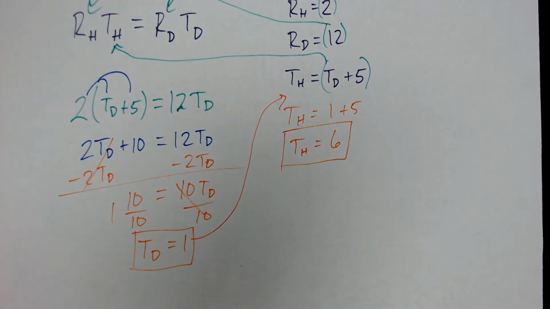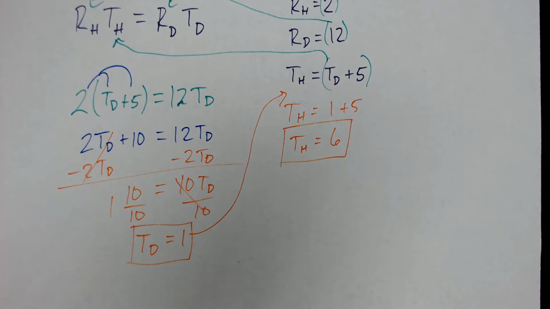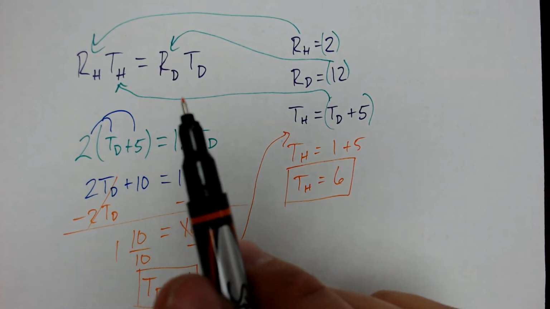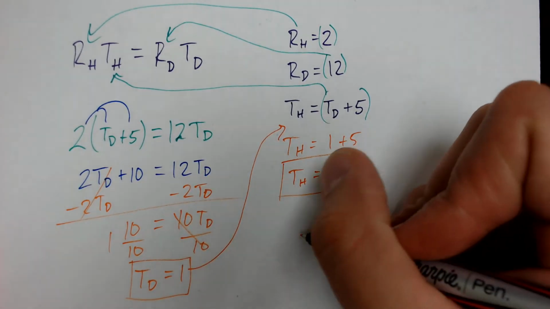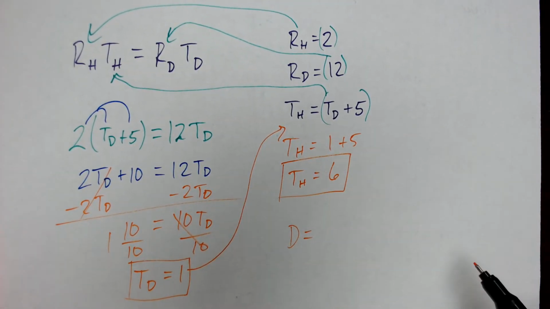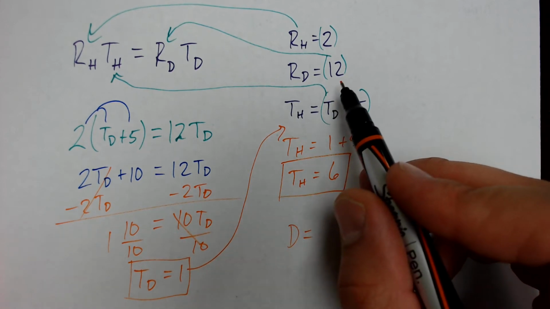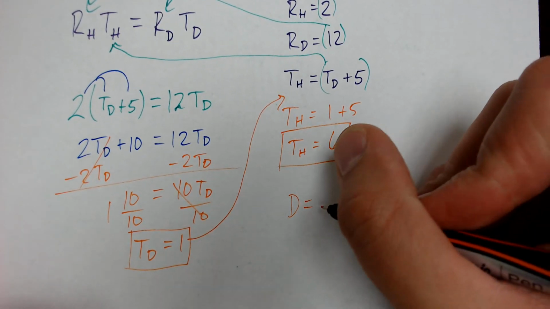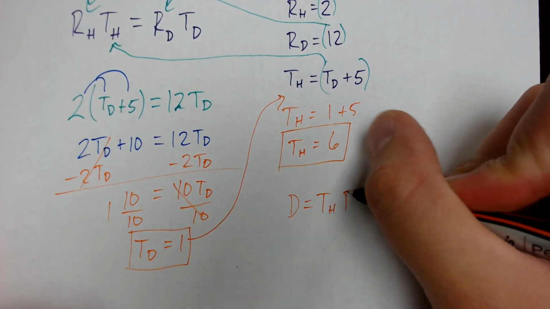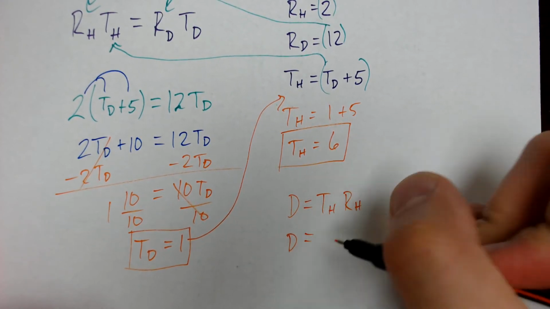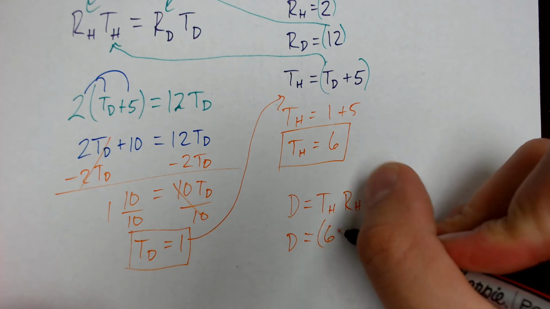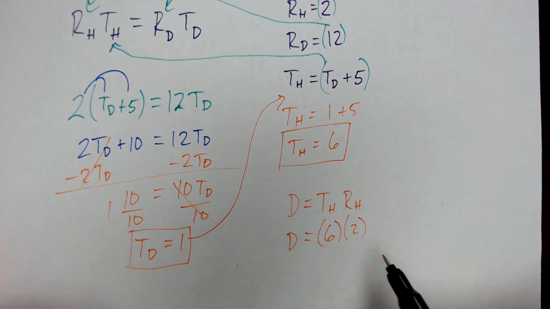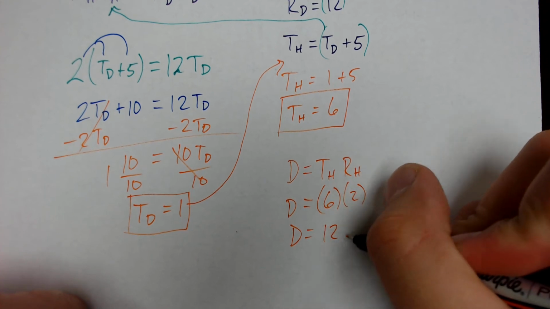I've solved for two unknowns. The last thing they want to know is the total distance of the entire drive. You may be thinking, I don't have an equation for that. Well, we do: distance equals rate times time. I can substitute the time of the drive and the speed of the drive, or the time of the hike and the speed of the hike. If I do distance equals time of hike times rate of hike, then the distance is going to equal 6 times 2, which gives me 12. So the distance is 12 miles.